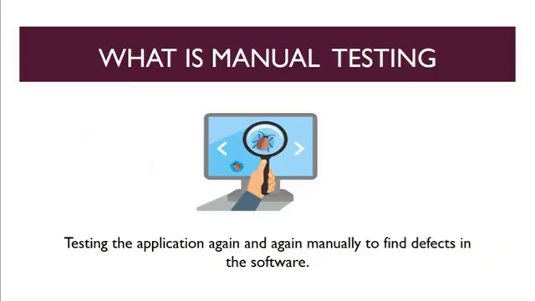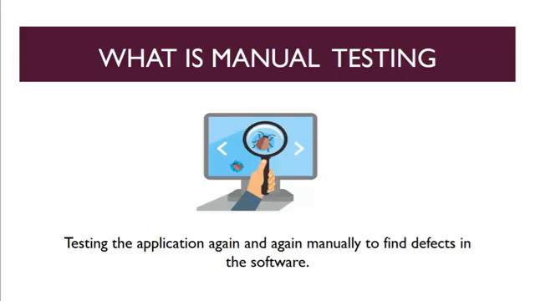Testing the application or software repeatedly, again and again, manually to find the defects in the software according to the customer requirement. Manual testing is the process of finding out defects or bugs in the software program. In this method, the tester plays the important role of an end user and verifies that all the features of an application are working correctly. Here the testers manually execute test cases without using any automation tools.